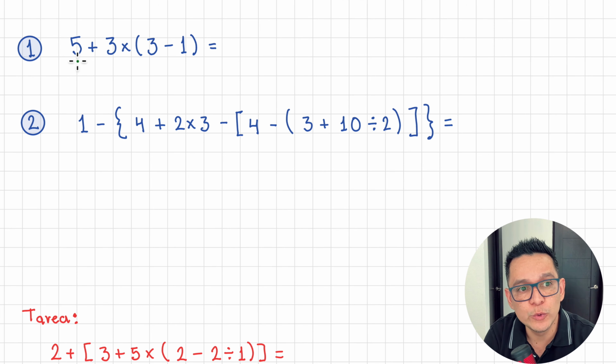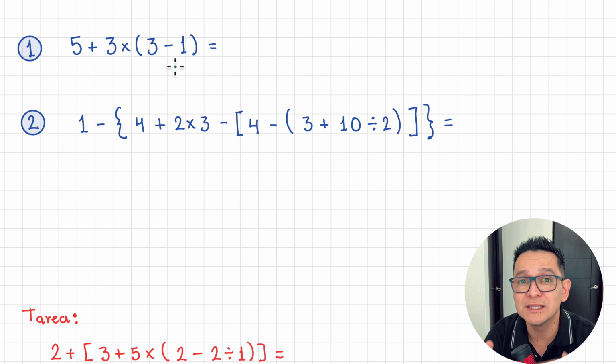Operation number 1 is 5 plus 3, then times, and here you can see there's a parenthesis, and inside the parenthesis we have 3 minus 1. When we have parentheses, we will always start by solving what's inside them first. We will always begin this way.